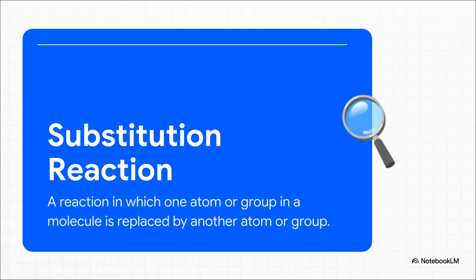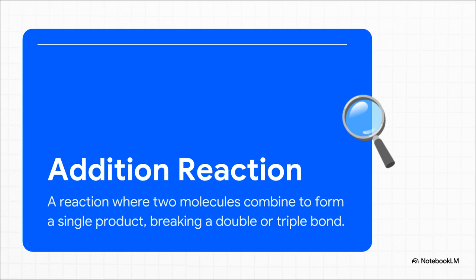First up, we've got the substitution reaction. And honestly, it's pretty much as simple as it sounds. It is a molecular swap. One atom or group on a molecule gets kicked out and replaced by a new one. That's it.